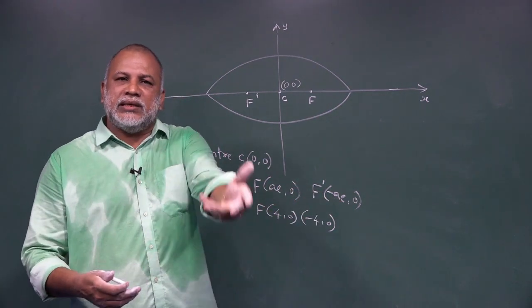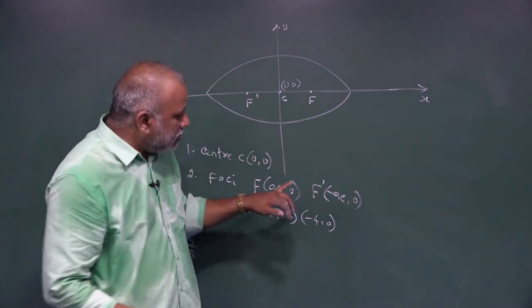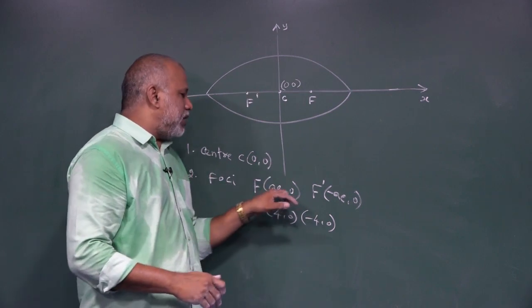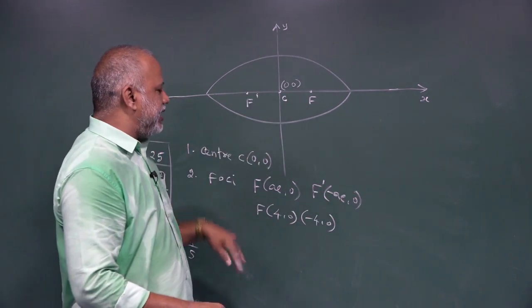Suppose it gives the second type. As per the given data, the question may belong to the second type also. So, what is the change? (0, ae), (0, minus ae), only one change. So decide F here, F dash here.